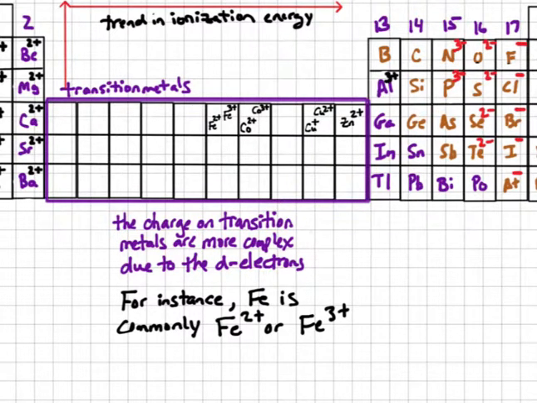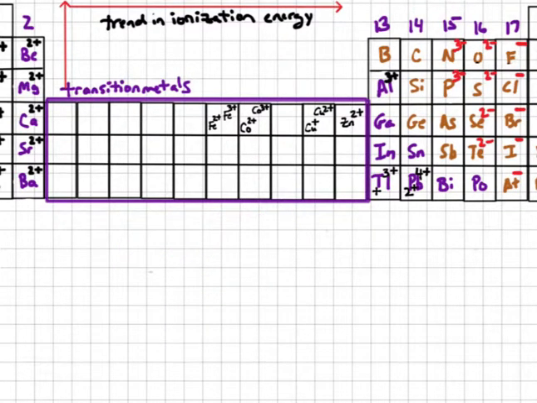In addition to the transition metals, some of the other larger metals in groups 13 through 16 also have multiple charge states. So thallium, for instance, can be +1 or +3. Lead is often +2 or +4, and so forth.